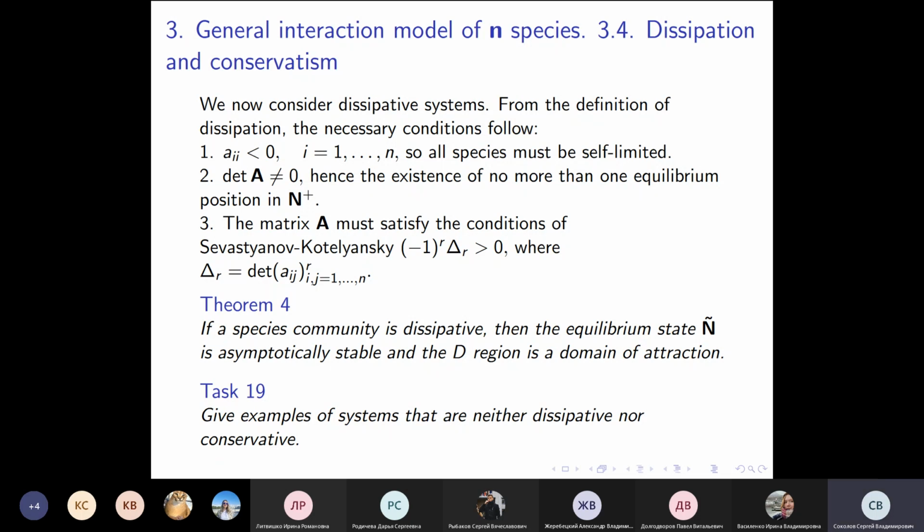A task for you: can you give me some examples of systems that are neither dissipative nor conservative? First of all, give me an example of a dissipative system and give me an example of a conservative system.